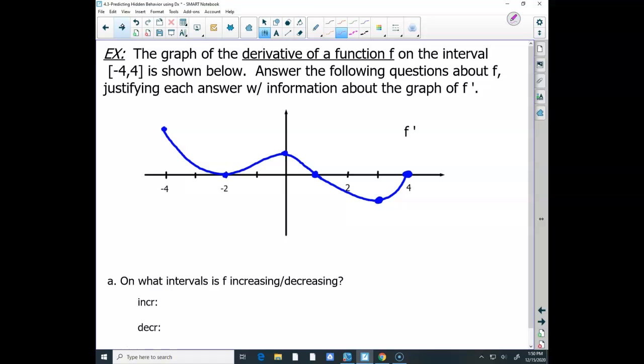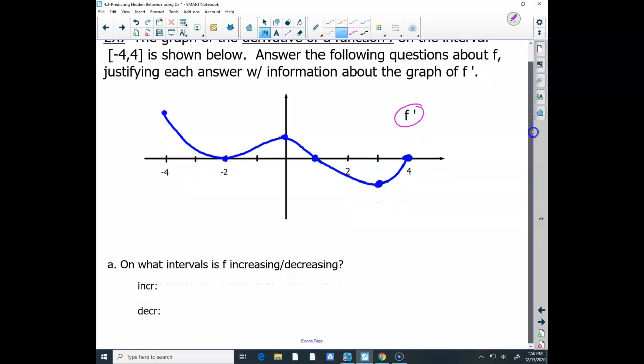So, the graph of the derivative of a function f, that's why this is labeled as a graph of f prime, on the interval from -4 to 4, is shown below. Answer the following questions about f, justifying each answer with information about the graph of f prime. So that's what we're going to do.